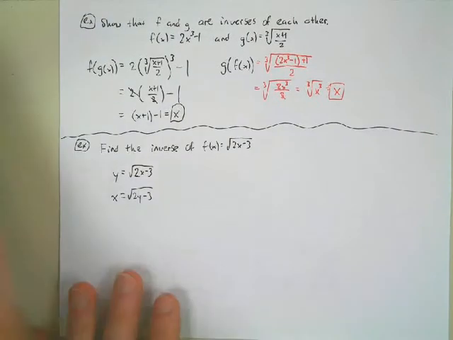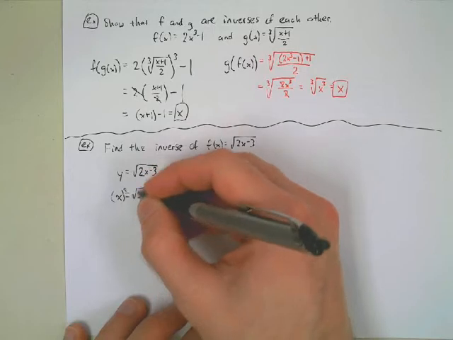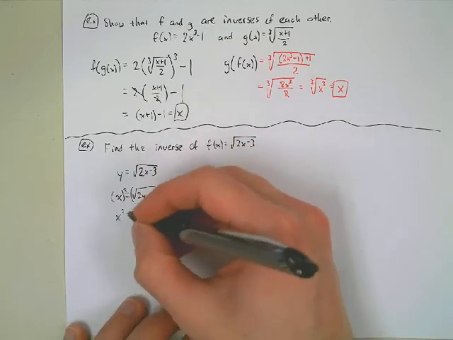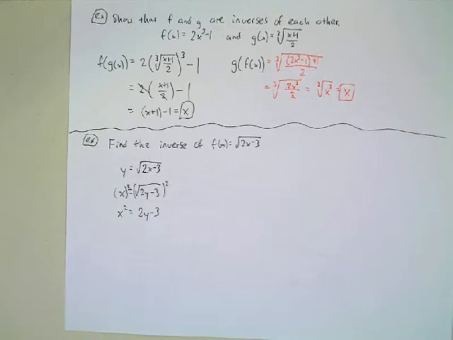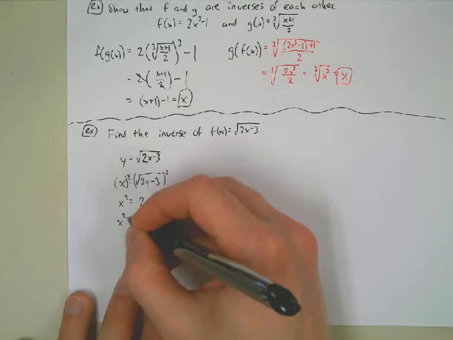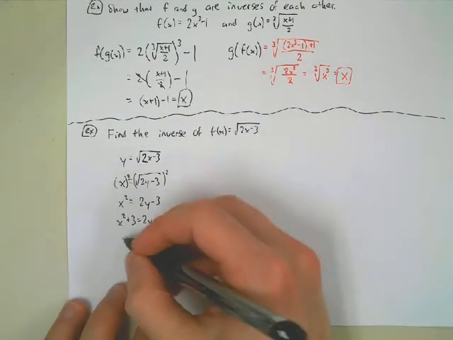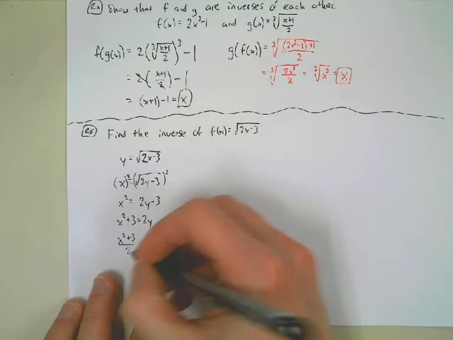And then once we swap them, we want to resolve for y. We want to get y in terms of x. So to get the y by itself here, you're going to square both sides to get rid of that square root. So you get x squared equals 2y minus 3. And then what should we do? Add 3 to both sides. Equals 2y. And then divide both sides by 2. That means you can put x squared plus 3 all over 2 if you want to. That equals y.